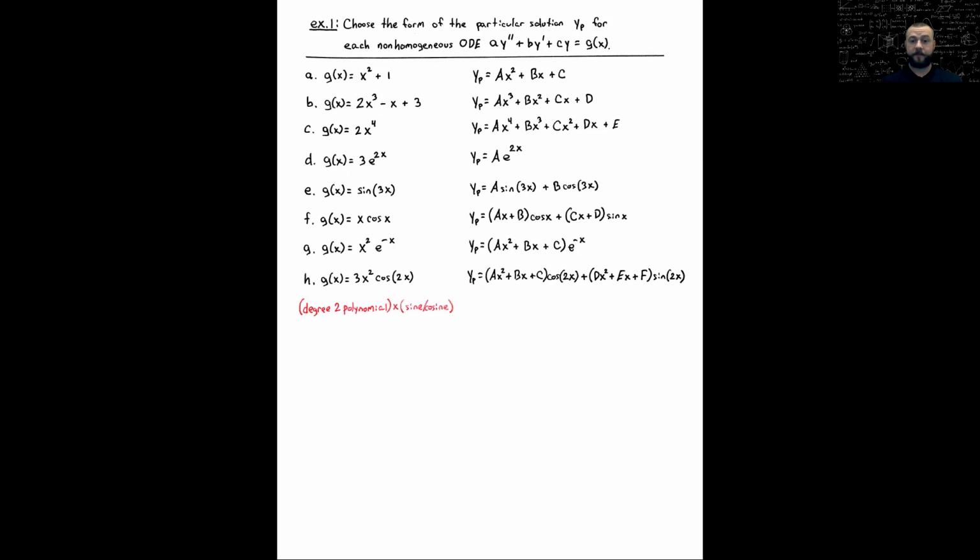All right, let's take a look at one last one where g of x is 3x squared times cosine of 2x. This non-zero right-hand side is a degree 2 polynomial times sine or cosine. So we include cosine of 2x as well as sine of 2x in our particular solution. But each of them is multiplied by a general degree 2 polynomial. So our choice for yp would be ax squared plus bx plus c times cosine of 2x plus dx squared plus ex plus f times sine of 2x.